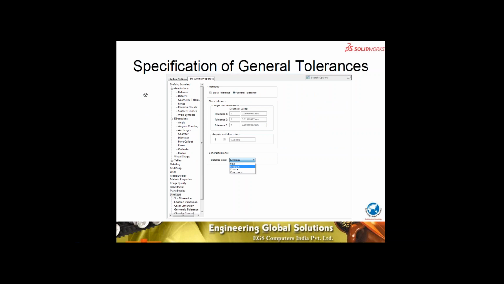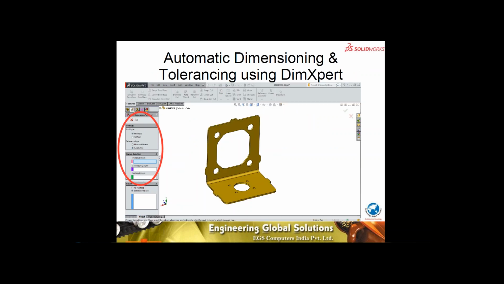Specification of general tolerances is one of the things that we start with, whether we use SolidWorks or any CAD system. Here you can see that the user has the option of checking fine tolerances, medium tolerances, coarse tolerances or very coarse tolerances, and the tolerances would set themselves up based on the templates. This is enabled in the tools options of the SolidWorks CAD capability.